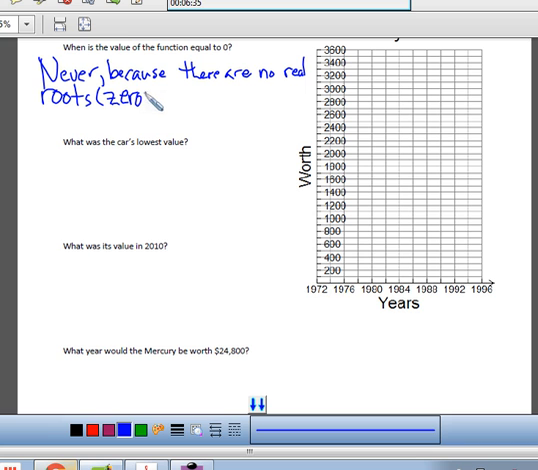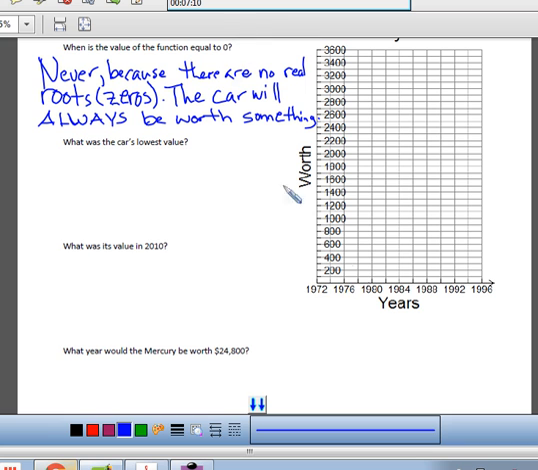Again, we still haven't really answered why, and here's the reason. The car will always be worth something. It is not going to be worth 0 or negative dollars. It's always going to be worth something. So it can't be 0.